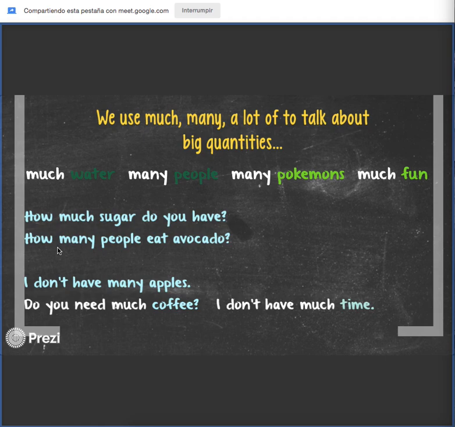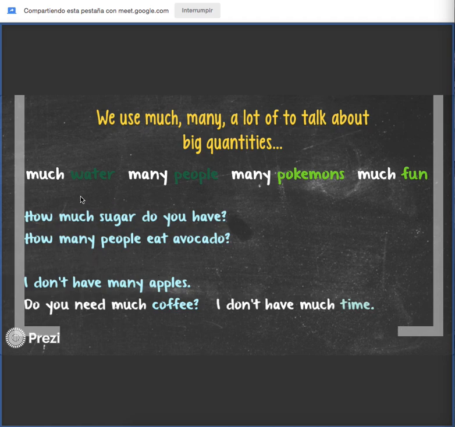What happened with this one? How many people eat avocado? In this case, it's many because people is countable. You can say five people, 10 people, 100 people. So it is countable. How much with uncountable? How many with countable? For example, look at this one. I don't have many apples.